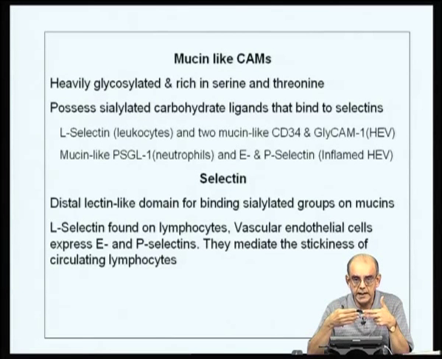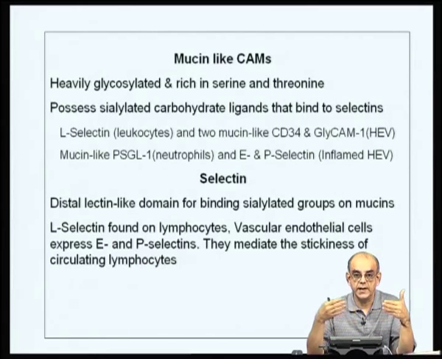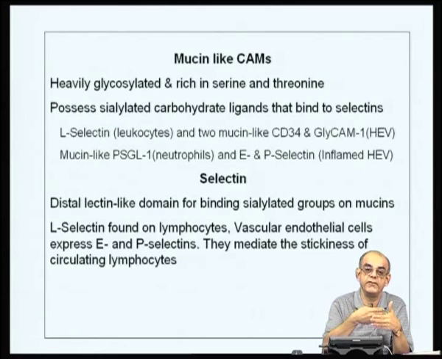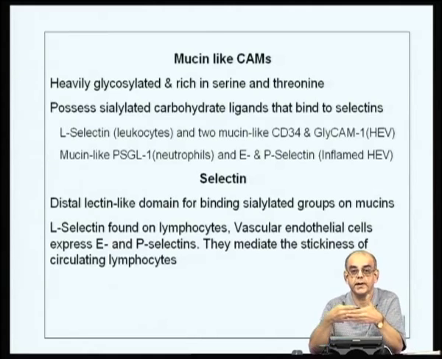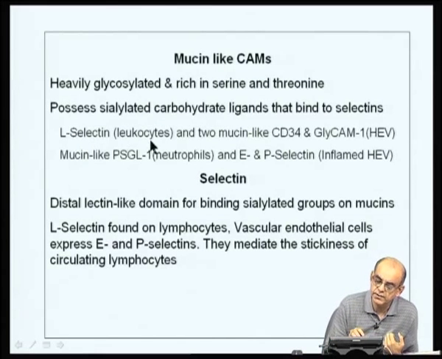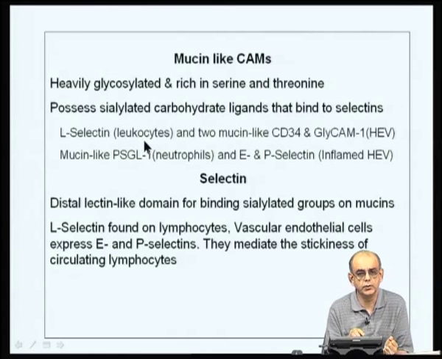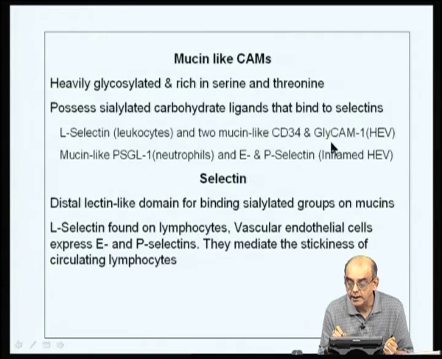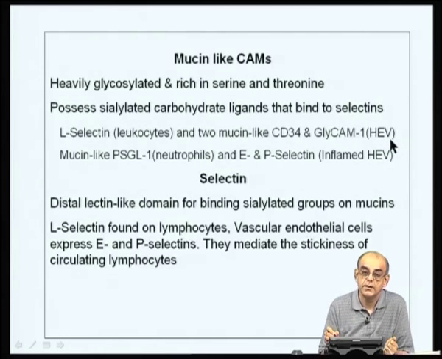We will try and see in the later lectures what are these pairs of molecules that bind to each other, cell adhesion molecules that bind to each other. For example, a molecule called LFA1, or lymphocyte function associated molecule 1, always binds to what is called VCAM1. So, here you find that L-selectin, which is expressed on leukocytes as an example, binds to two mucin like molecules called CD34 and GlyCAM1, which is expressed on the surface of high endothelial cell venules.